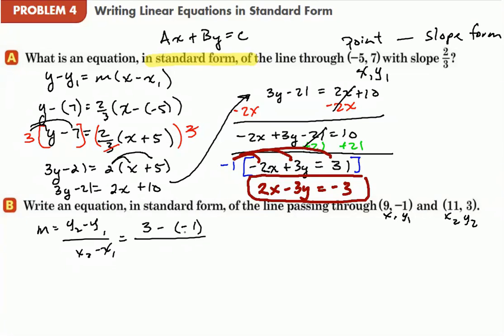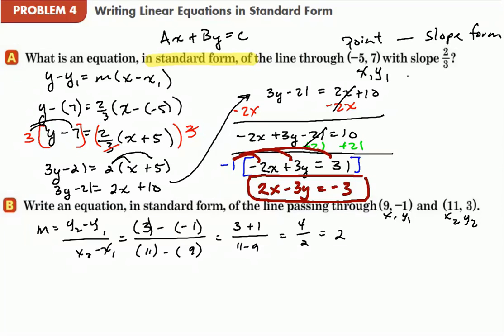Y1 is a negative 1, so remember to put parentheses around these to make sure we simplify this. And x2, well, x2 is 11 minus our x1, which is a 9. And so we're going to be left with 3 plus 1, because a negative times a negative turns this positive, so we've simplified that. And then nothing changes here, so this is just 11 minus 9. So simplified, we get 4 over 2, or really it's just 2. So there's our slope.